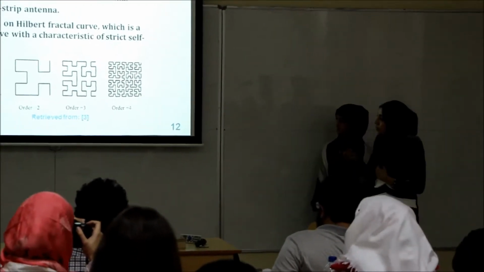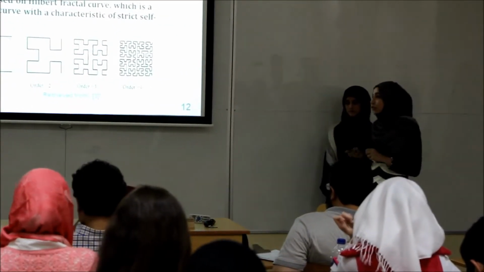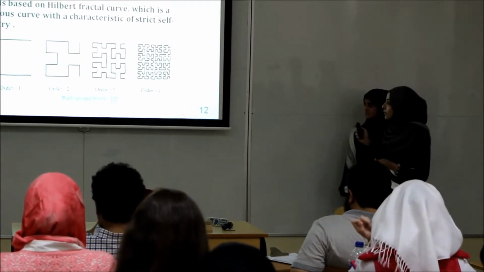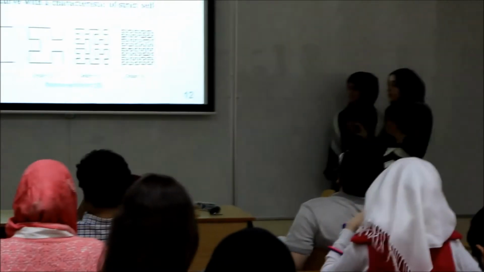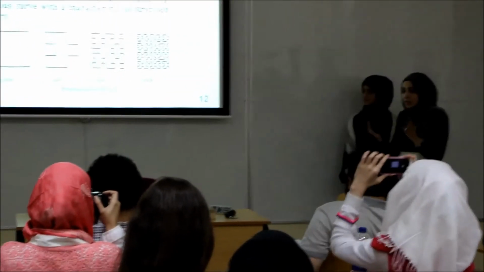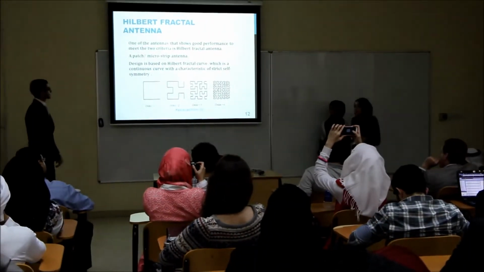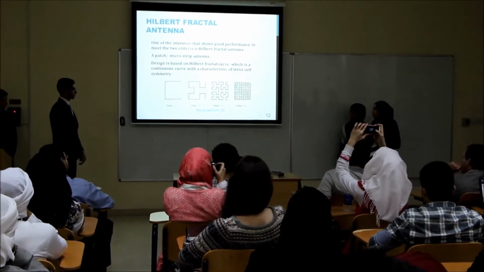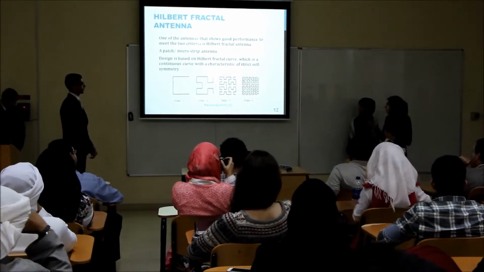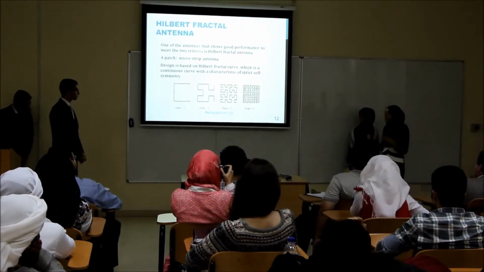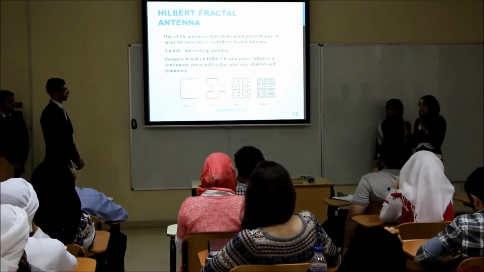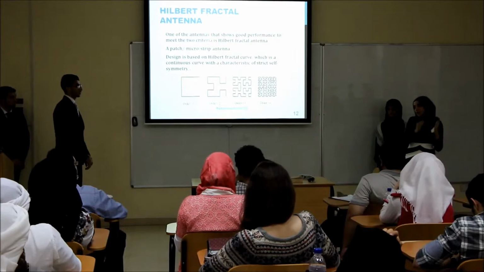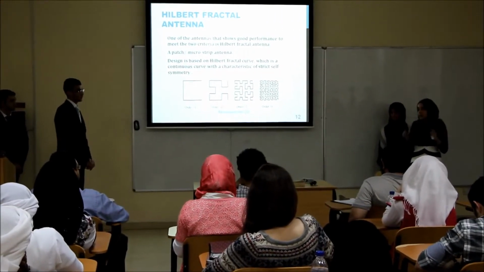Hilbert fractal curve is a continuous curve with self-symmetry characteristics. It comes with order from n equal to 1 up to n equal to infinity, where it occupies the whole 2D plane. As you can see, if the order of the antenna increases, the length of the antenna will increase in the same area. According to the review of literature, the number of resonant frequency of the antenna will increase as the order increases. Also, the lowest resonant frequency value will decrease.